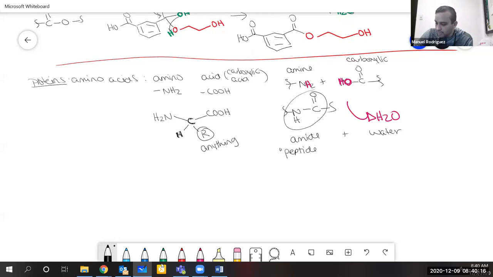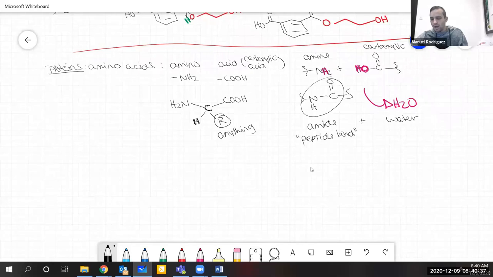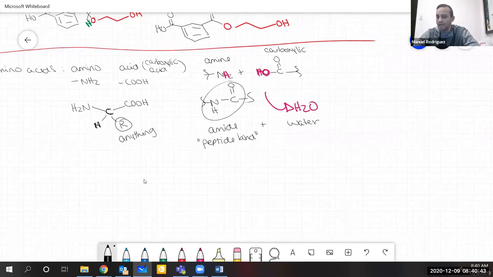So you will see questions that ask you, like, what type of bond links amino acids together? And that is a peptide bond, which is also known as an amide bond. The peptide bond is just the common name, but it's actually an amide bond. So for the most part, all you need to know about proteins, there is an extra question that has nothing to do with structure, but it has to do with protein folding.